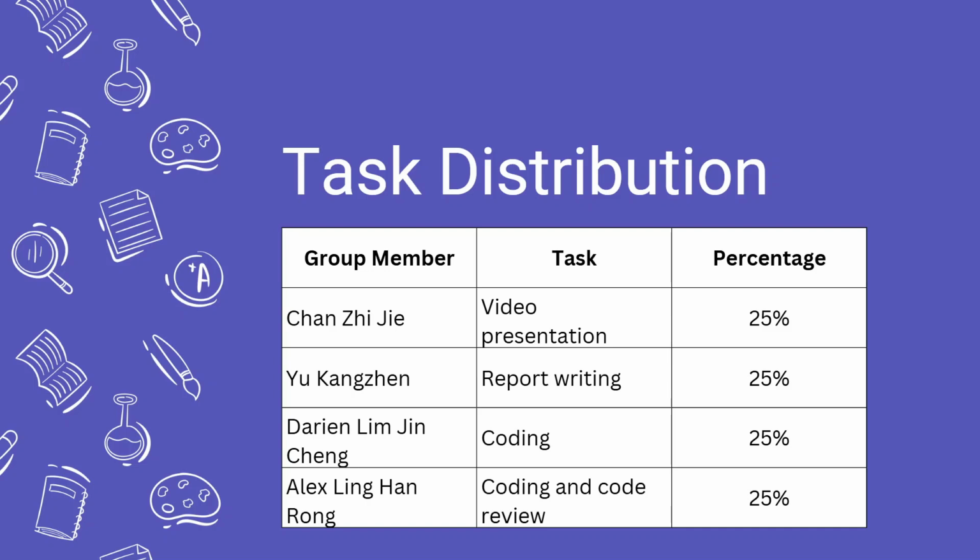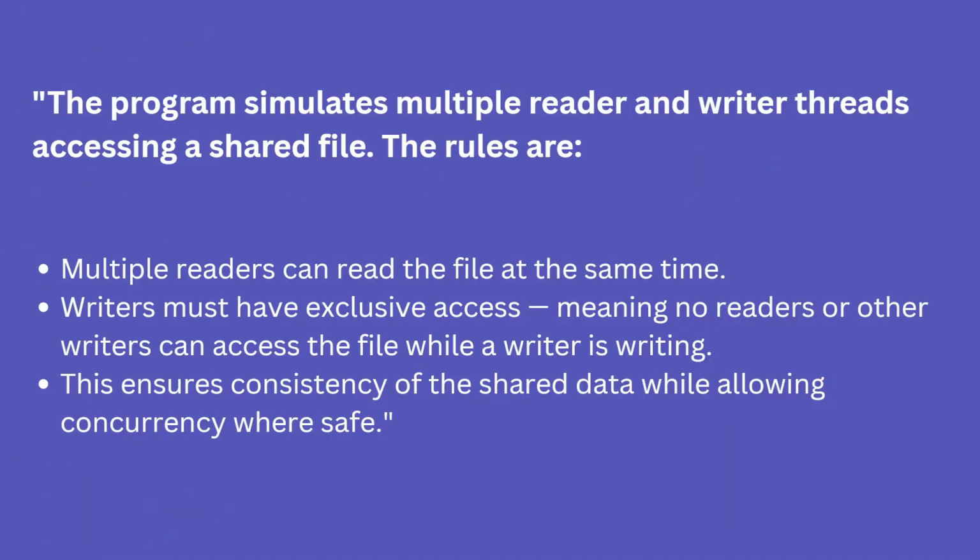Before we move on, let's give a brief overview of the project that we're doing. So the lab project wants us to build a program that simulates multiple reader and writer threads accessing a shared file with the following rules. Multiple readers can read the file at the same time, but writers must have exclusive access, meaning no readers or other writers can access the file while a writer is writing. Now, this lab project is to ensure consistency of the shared data while allowing concurrency where safe inside the program.